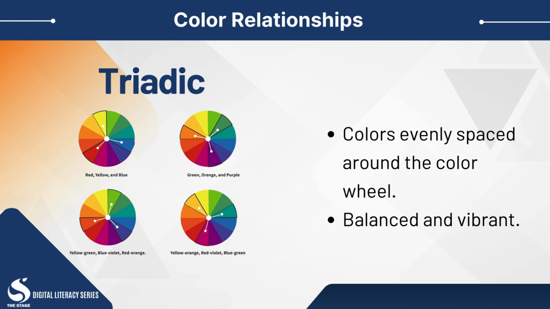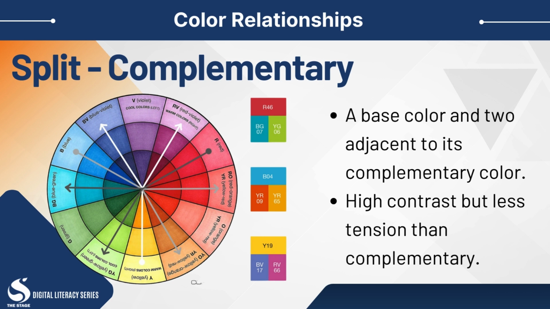So, if you look at our diagrams here, let's start with the top left. It's red, yellow, and blue, and they're evenly spaced. As you see, it's three colors in between each one. They're evenly spaced, so they create that balance. When you have green, orange, and purple, it does the same thing. Yellow, green, blue, violet, and red, orange. So they all follow that same pattern of three colors in between, and that creates that balance and that vibrancy.